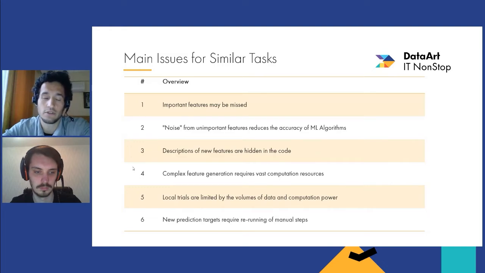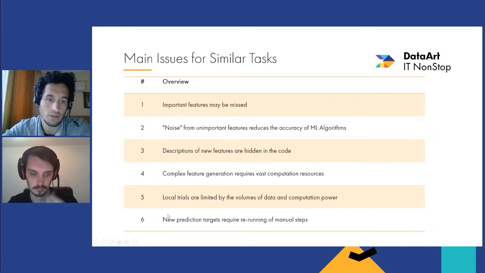And number 6 that you can see, a new prediction target. Actually, in this case it was not critical that we have only one prediction target, the probability of default.